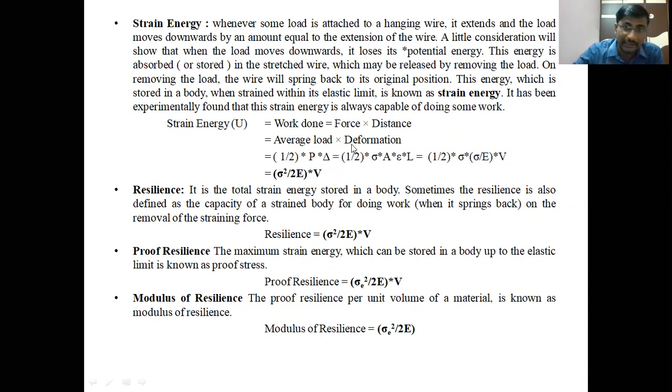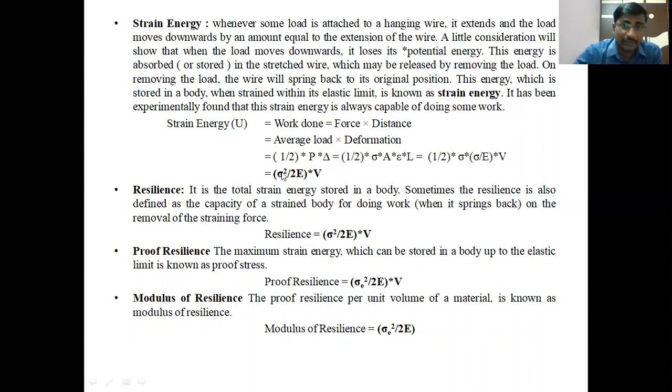Deformation is delta. Distance moved by the member is delta. So half into, in place of P we can write stress into area, and in place of deformation, strain into length. So half into stress into area into length, we can write as volume, area into length. And strain also can be written in terms of Young's modulus and stress. Strain can be replaced by sigma by E. Therefore the equation becomes sigma square by 2E into volume of the member. This is the strain energy formula. Sigma square by 2E into volume is the strain energy formula.